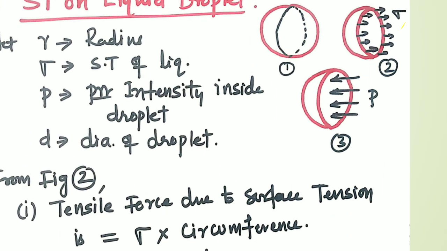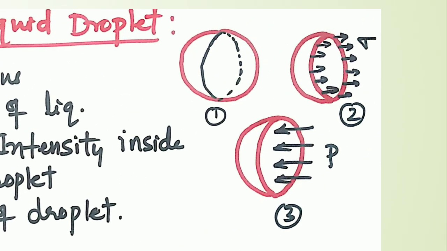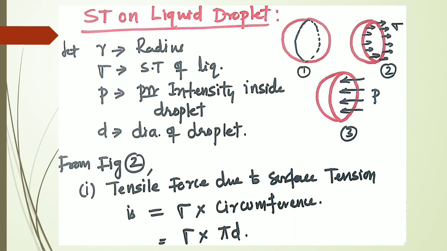If you see these three figures, the first figure shows a liquid droplet. The second figure shows the liquid divided into two halves under the surface tension sigma. The third figure shows the pressure acting on the fluid surface. Let R be the radius, sigma the surface tension of the liquid, P the pressure intensity inside the droplet, and D the diameter of the droplet.